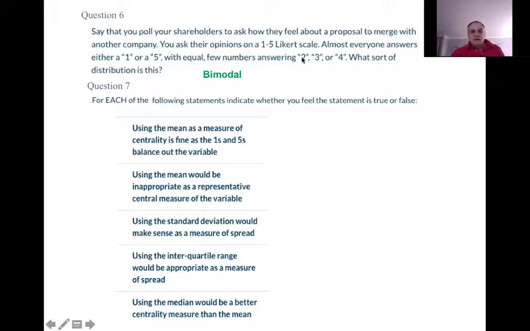This sort of distribution is what we call bimodal. A mode is the highest point. When it's got two points like that, it is bimodal. And this one would be false. Using the mean would be inappropriate as a representative central measure. Yes, so that one's true. It's inappropriate because it gives you a figure that doesn't reflect either.